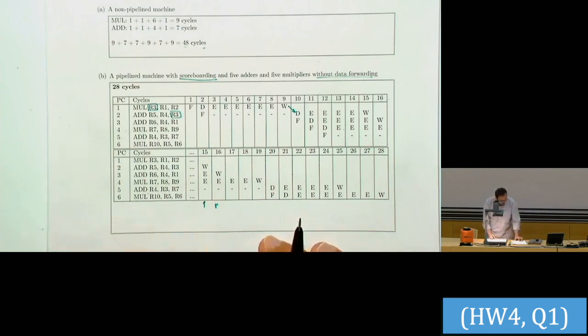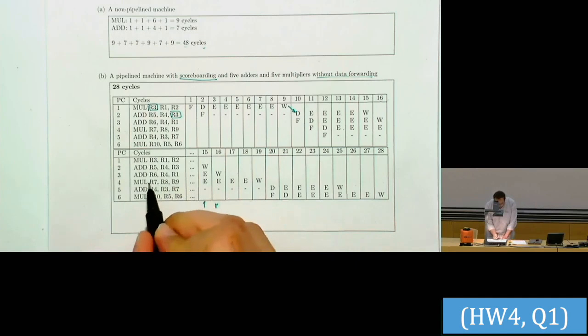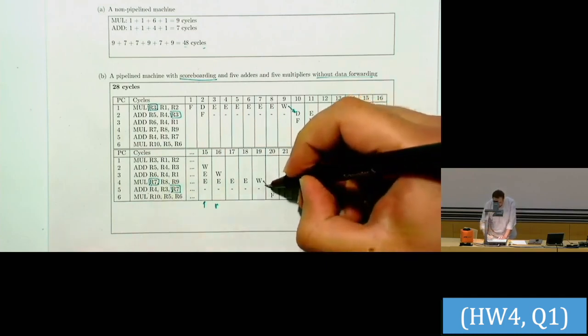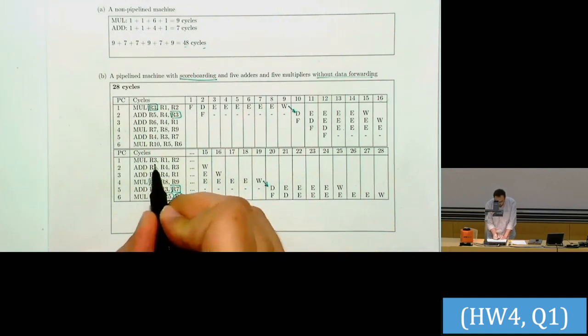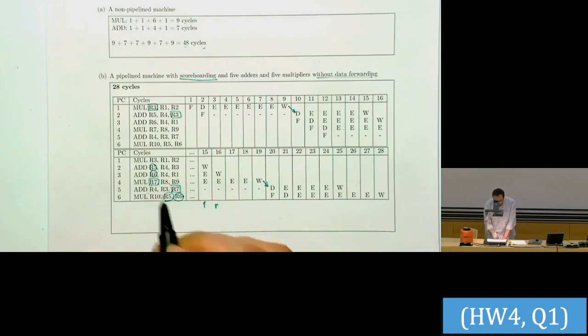So another dependency we see is between this instruction's R7 result, and this uses R7, right? So this has to wait for this, and it is the same thing. We write back and then decode here. And when we look at the multiply in the last instruction, it uses R5 and R6. And these are calculated by these instructions, right? So these instructions complete in 15th and 16th cycles. So we already have the data in the register file when we come to this decode stage. Then we don't have to stall, and we can just finish executing the program in 28 cycles.